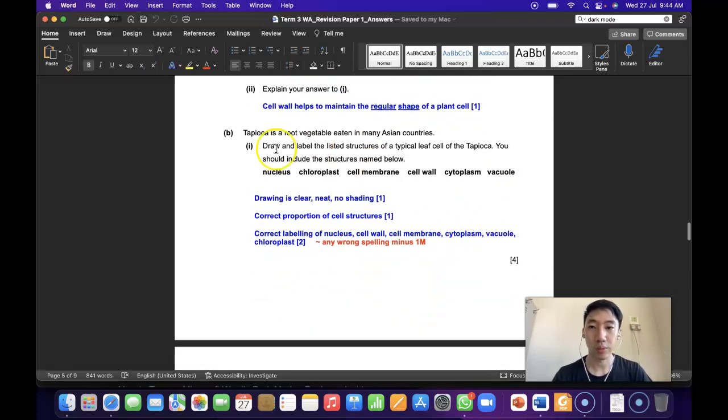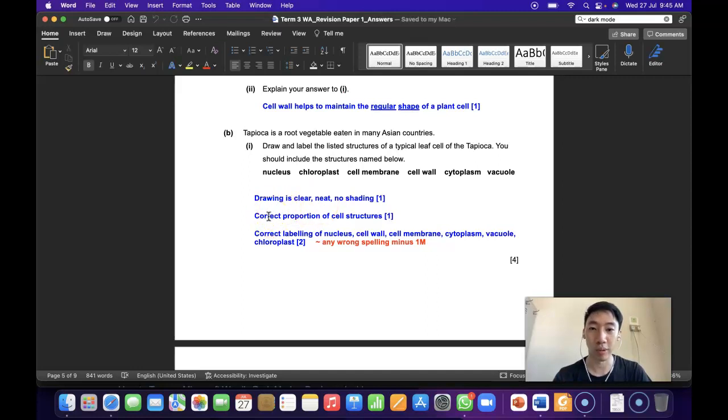Okay, so for the drawing, there are a few important points that you must be aware of. This is how the teacher will mark your drawing. First of all, your drawing must be clear, it must be neat, and there should not be any shading. That means that you don't need to make it an artwork. This is a scientific drawing, so you are supposed to make it very clean.